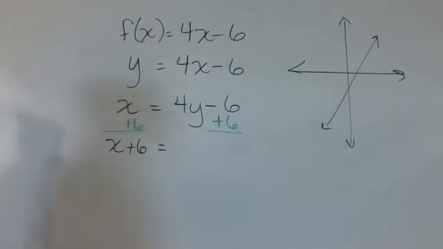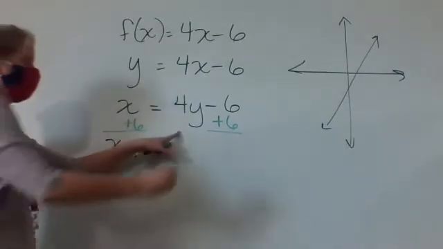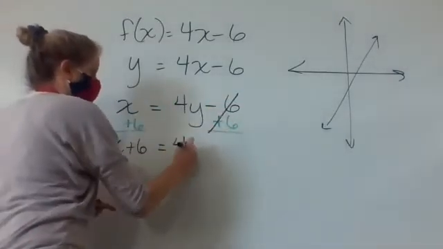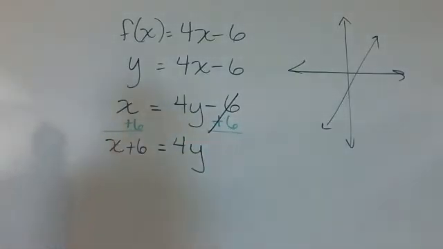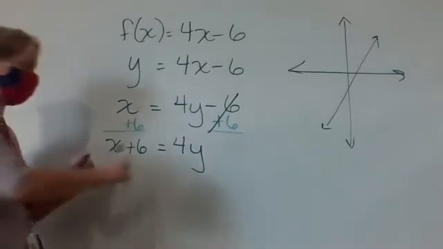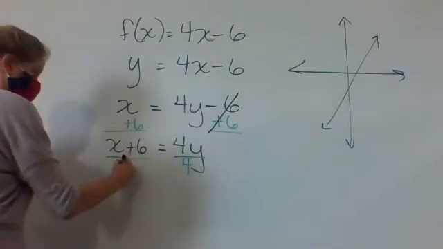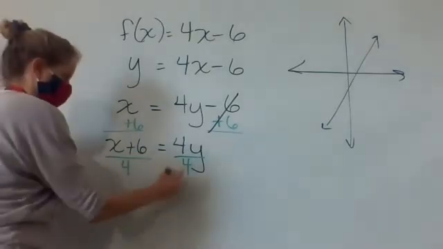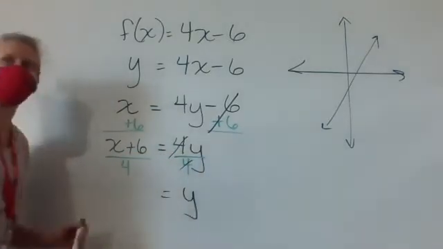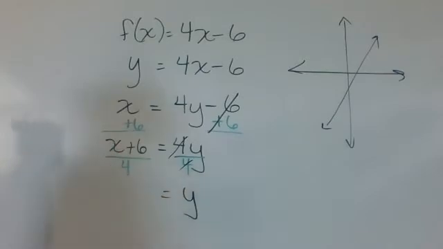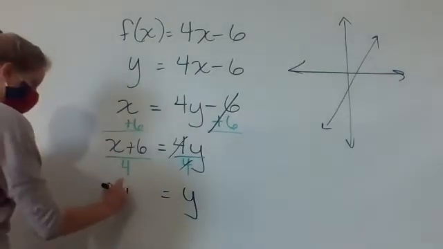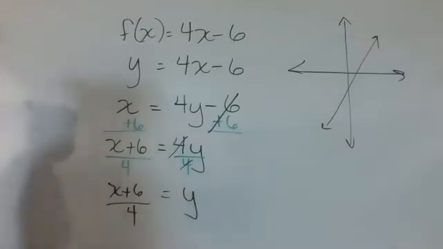equals, the only thing left over here on the right is 4y, so I'm getting closer to my y being by itself. The only thing that's left is that hooked on 4. And to get rid of numbers that are hooked on, you divide. So the 4's cancel. There's my y equals, which means this side is my inverse. And I can actually write it just like this. X plus 6 over 4.